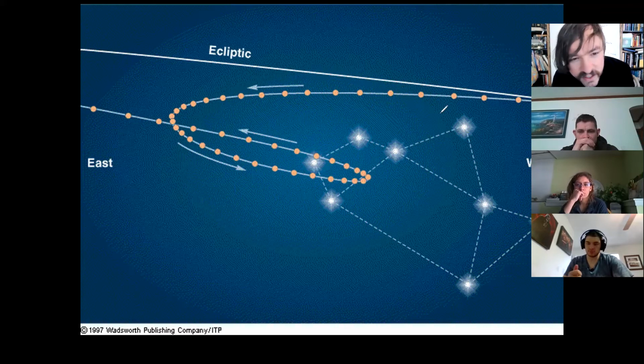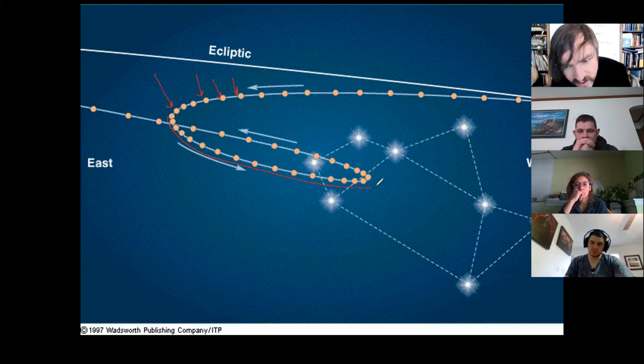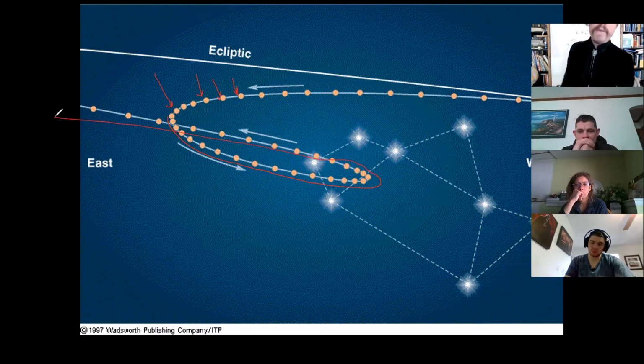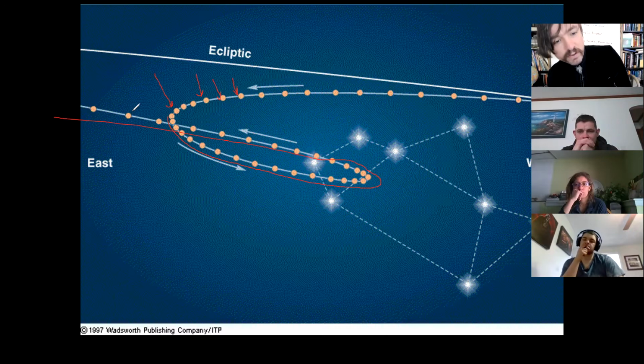What really screwed up the ancient Greeks is that the planets would drift eastward night after night, but at key times of the year, the planets would suddenly change direction. They'd stop moving east, and then for a period of a couple of weeks or so, they'd move westward along the ecliptic night after night. Then they would change their minds and change direction again and go back. And this is what is known as retrograde motion.